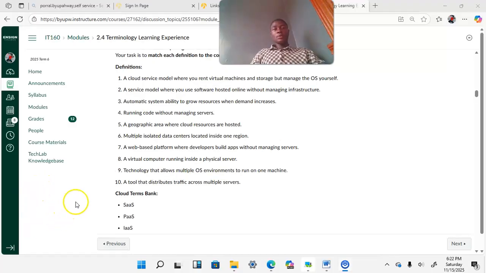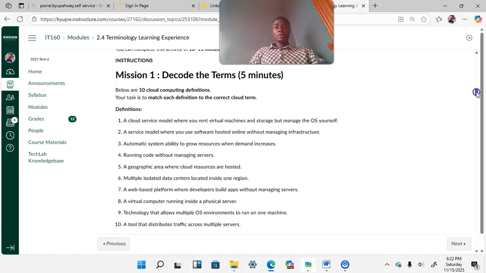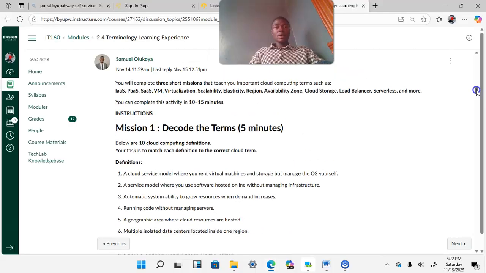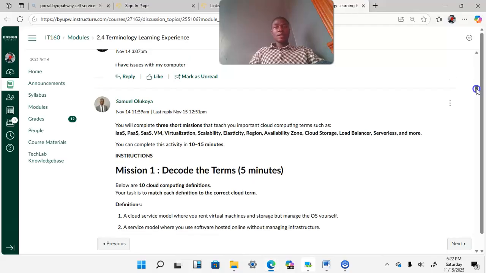Again, we also look at one of the key definition terms here, where in number seven, he stated a web-based platform where developers build apps without managing servers. That is something we know to be platform as service, where you are able to manage all of your storage capacity being used on the cloud tools.